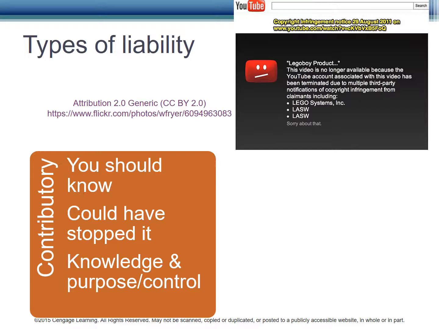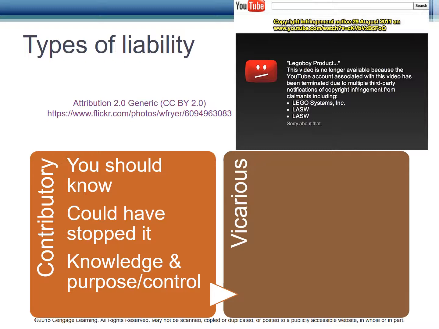Perhaps the parents of the child who downloaded thousands of songs, for instance, could have stopped it had they installed a filter or even just talked to their child. The critical factors for contributory liability are knowledge and purpose control. If the purpose is to make money or to illegally share files that aren't yours, then you may move to a more significant violation of copyright law, vicarious liability.